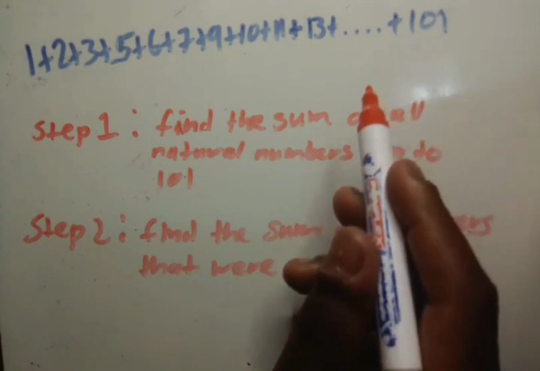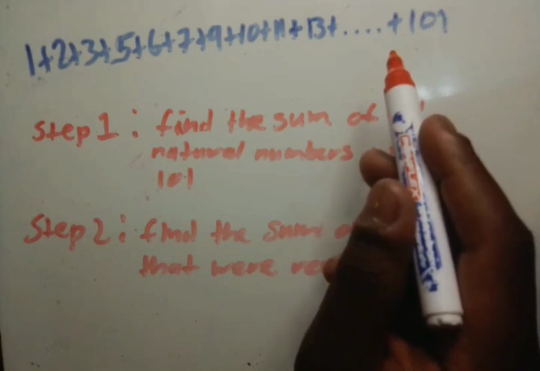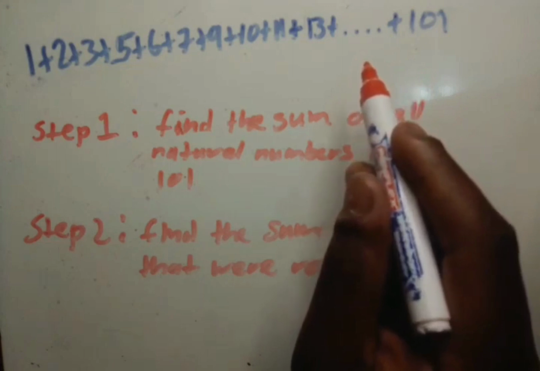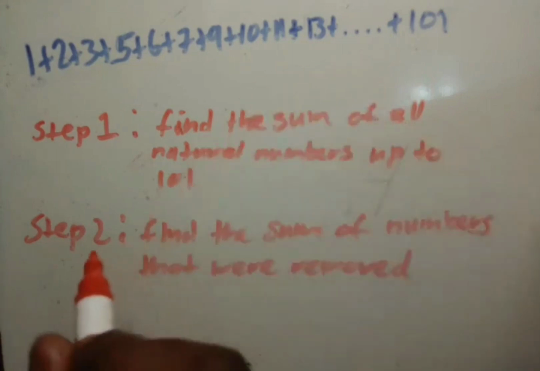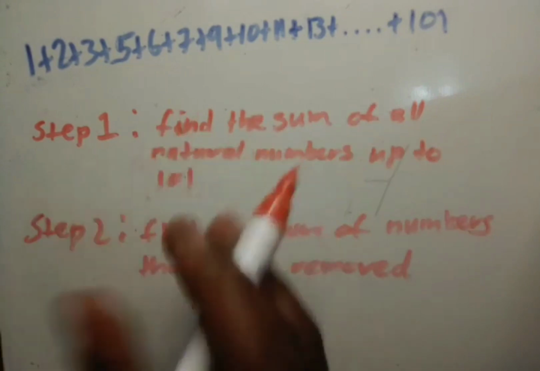If it was the multiple of 3 that was removed, then the last multiple of 3 before 101 is 99, right? So you'll find the sum of the multiples of 3 up until 99. I'll demonstrate this stuff, right? This is just for you to memorize. You find the sum of the total when everything is added.